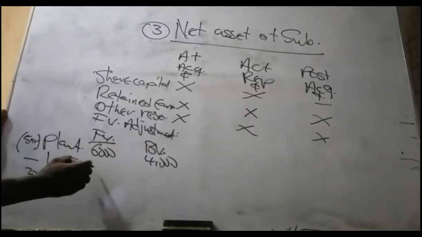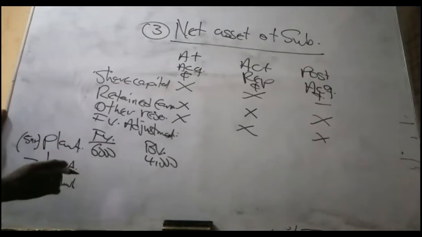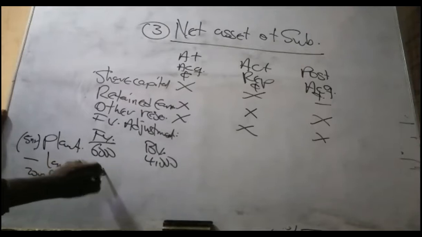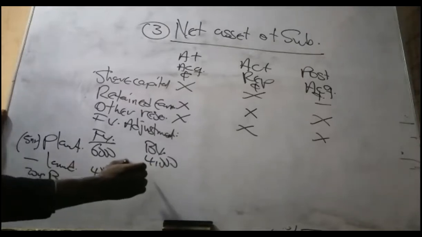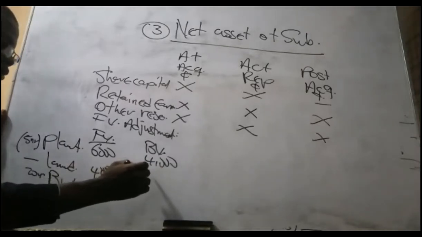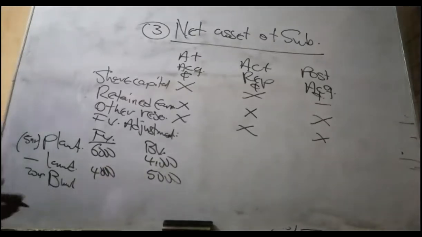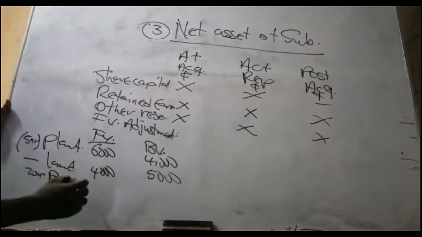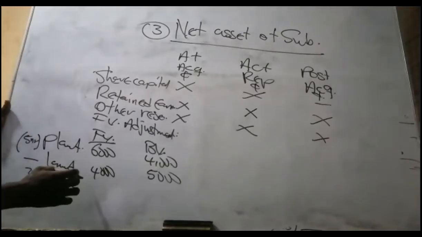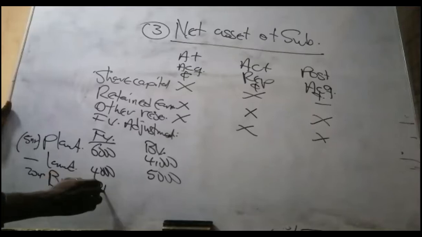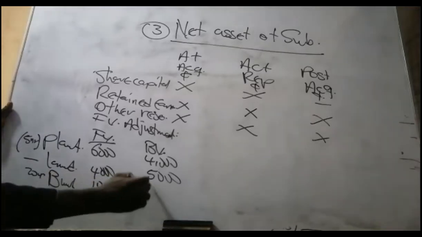And here, the fair value is 4,000. The book value is just 5,000. Jordan, the fair value is 10,000, but the book value was 12,000.